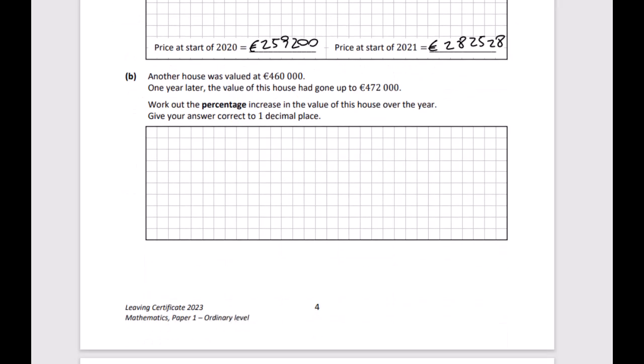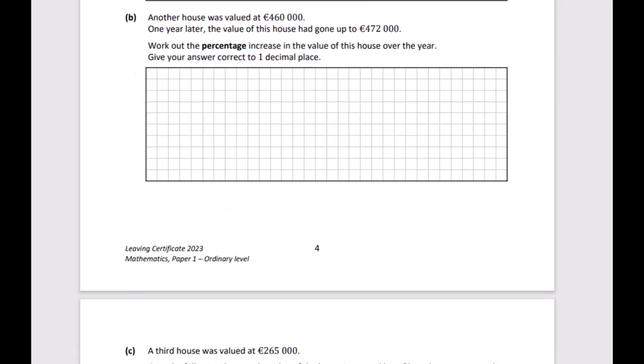So let's have a look at part B. Another house was valued at 460,000 euros. 1 year later, the value of the house had gone up to 472,000 euros. Work out the percentage increase in the value of the house over the year. Give your answer to one decimal place.